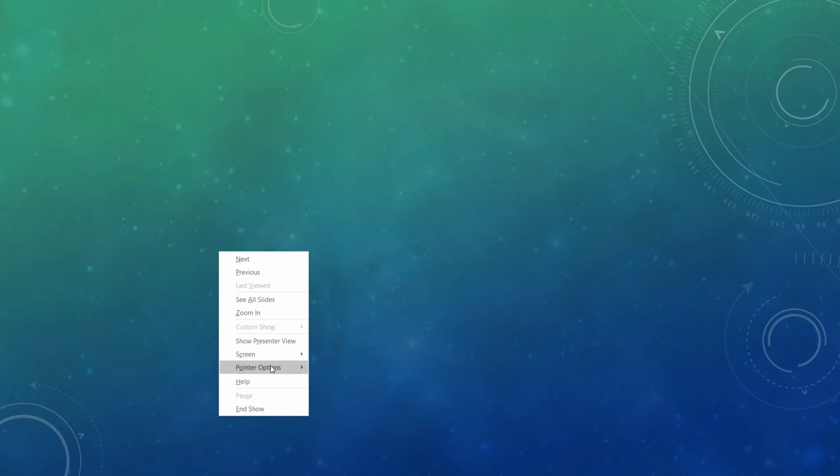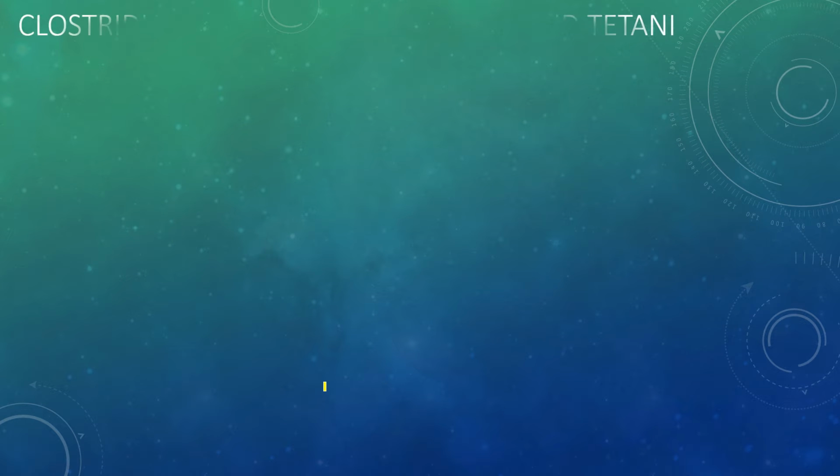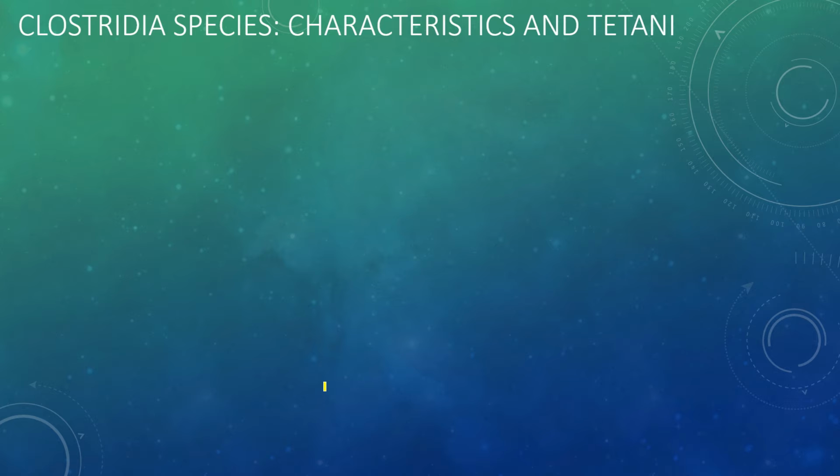And now we're going to move on to the Clostridium species. These are all anaerobic bacteria, and the first one we're going to talk about is Clostridium tetani. I'm sure you've heard of tetanus, so you know what we're going to be getting into.